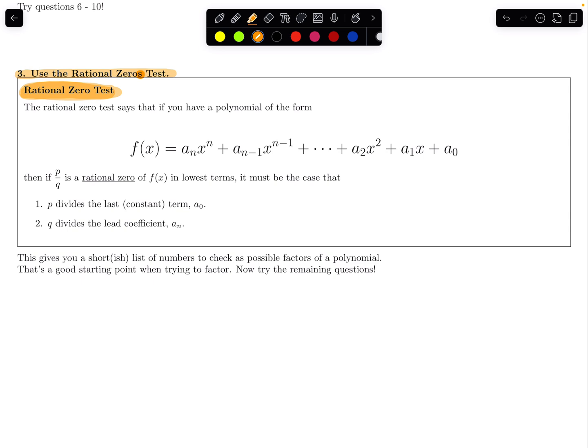The rational zero test says, if you have a polynomial of the typical form, right? This is the standard form. Here's the biggest degree and your coefficient for it. Here's your constant term. Now, it says, if P over Q is a rational zero, then it must be the case that P divides the constant term and Q divides the leading coefficient. That gives you a kind of shortish, depending on the numbers, list of possible factors of the polynomial, and it's a good starting point.